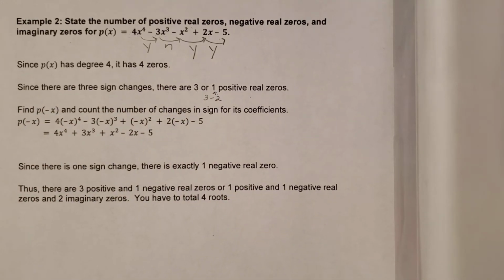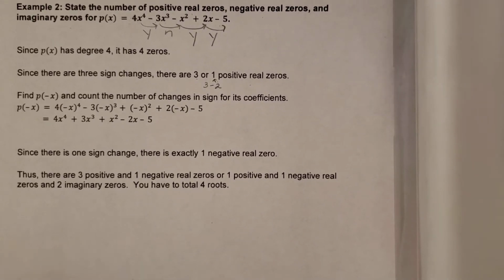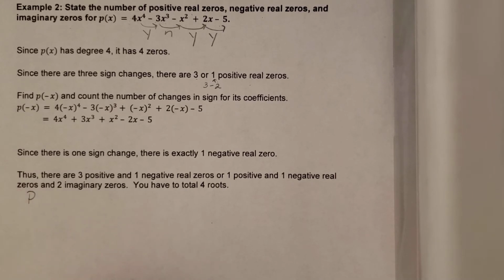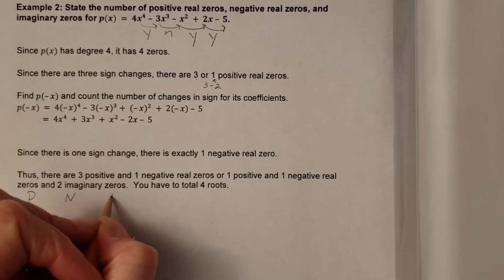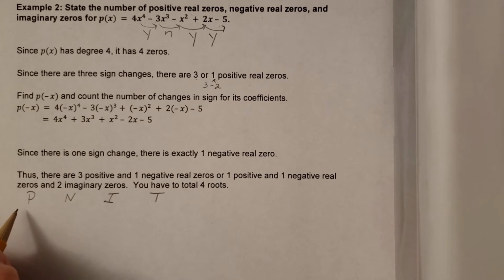So let's keep that in mind. And in fact, what we're going to do is start ourselves a little chart down here at the bottom. And we're going to make a spot that says positive real zeros, negative, imaginary ones, and then our total.